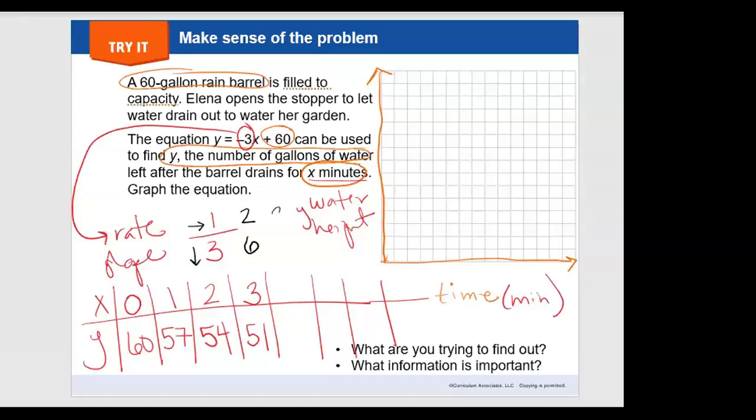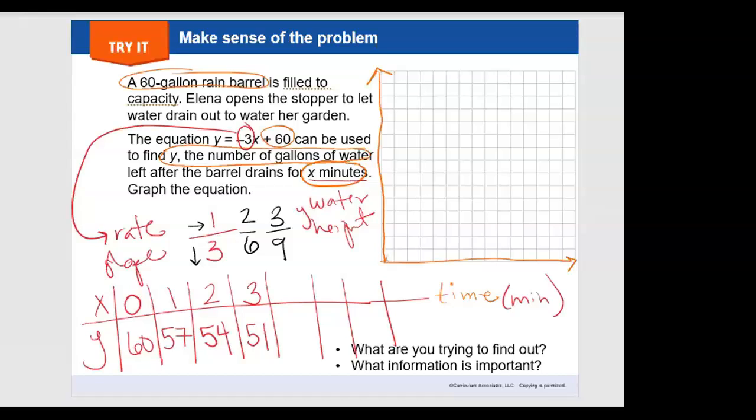For every 3 minutes, my water height is going down what? 9. So 1/3, 2/6, 3/9. What are these? Fractions. They're pretty much the same fraction every time. If you really think about it, they're equivalent fractions. 1/3. Good. So let's give ourselves some friendly numbers to do.